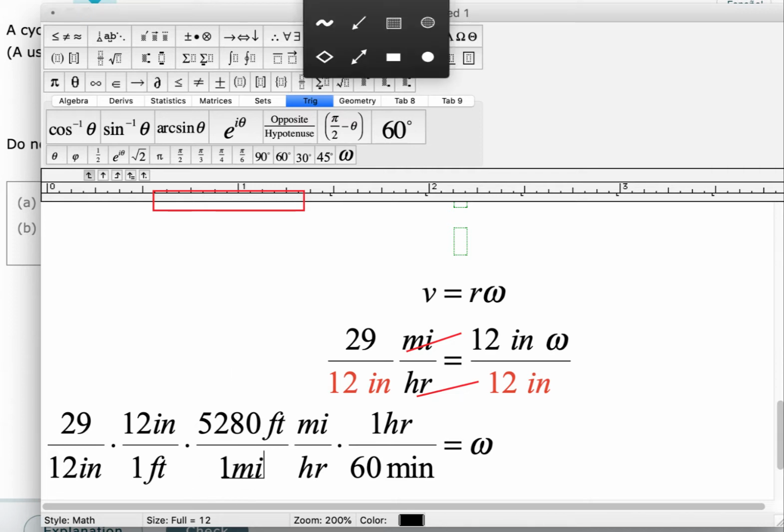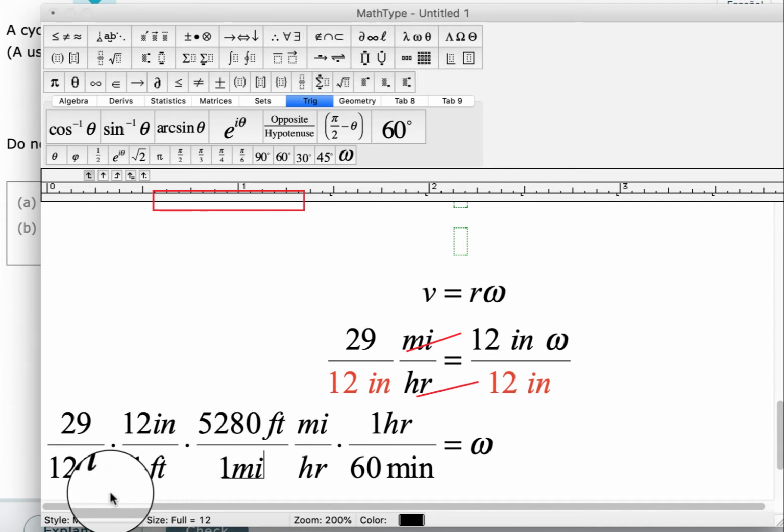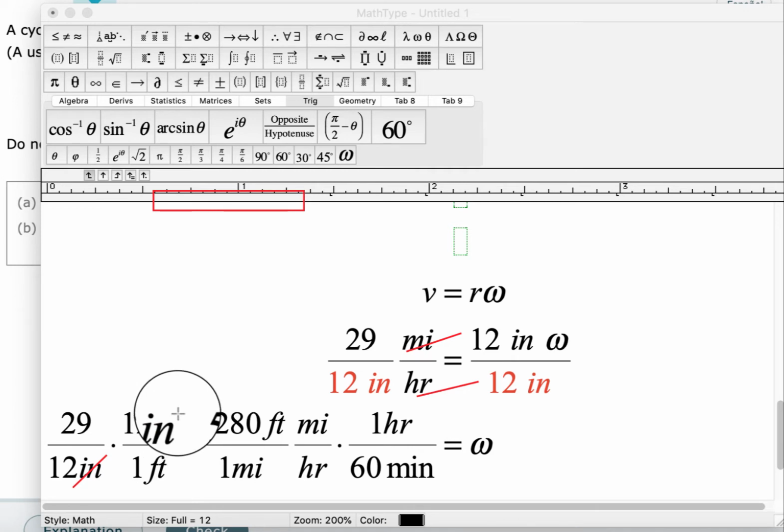So now I can pull out my rusty dusty calculator. So I can cancel the inches, the feet, the miles, and the hours. So then all I have left is a number on top, no units, per minute. And remember that radian really doesn't have a unit of measure. So if there are no units in the numerator, the number in the numerator represents the radians. So I have 29 times 12 times 5280 all over 12 times 60.